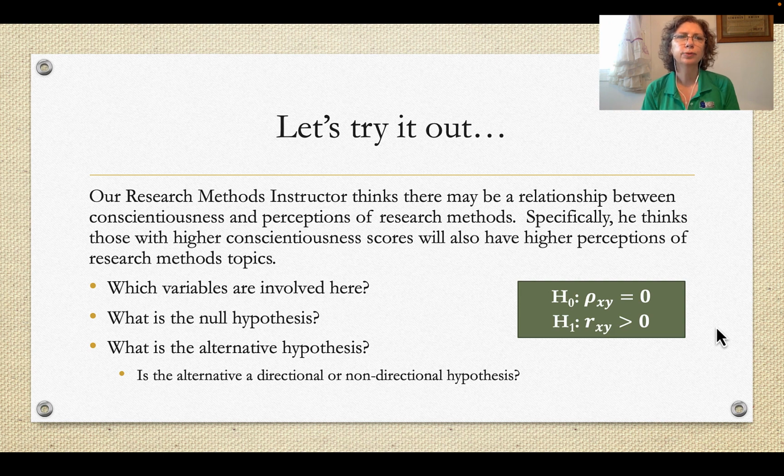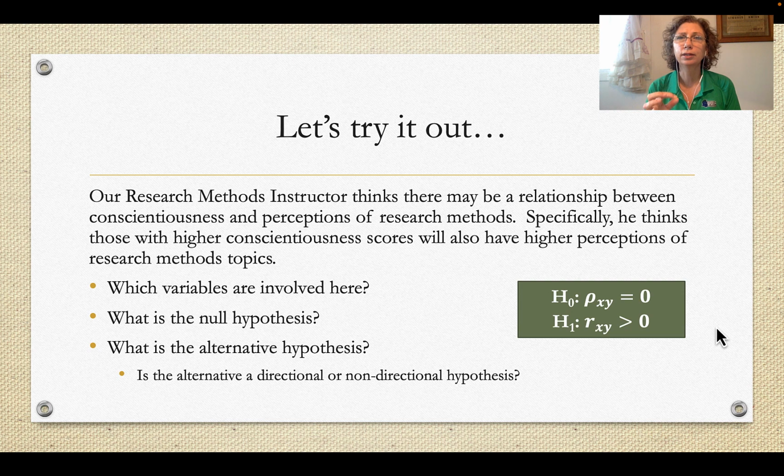Let's say our research methods instructor thinks that there may be a relationship between conscientiousness and perceptions of research methods. Specifically, he thinks that those with higher conscientiousness scores will also have higher perceptions of research methods topics. So, what variables are involved here? Well, conscientiousness and perceptions of research methods.